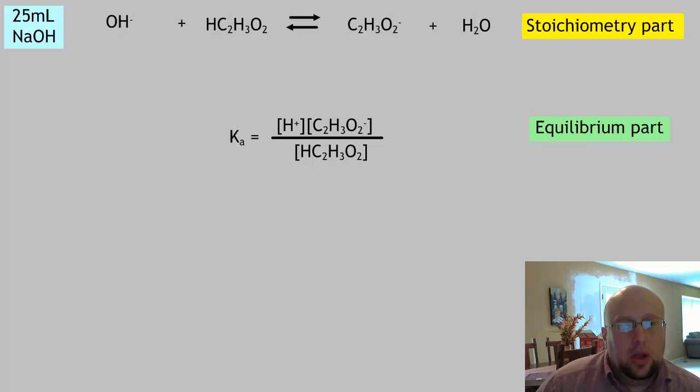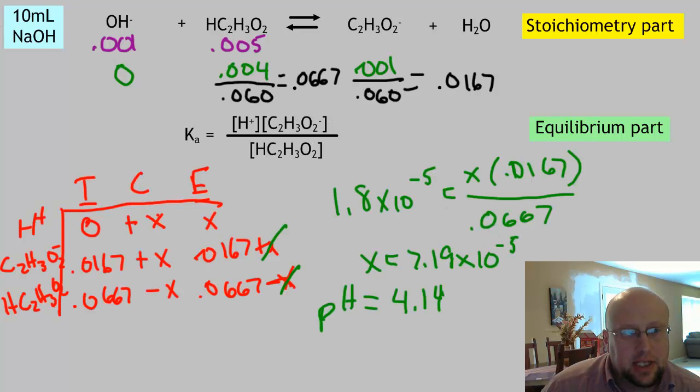Alright guys, so 25 milliliters is essentially going to work out pretty much the exact same way as our 10 milliliters. The only thing that's going to change is the amount of base that we're adding, and so of course that's going to change up the numbers. But the scenario is going to work out exactly the same. We're going to do a stoichiometry part, and then we're going to recalculate our molarities. We're going to do an ice table then, and then we're going to plug that into our Ka value to get our X and then be able to calculate our pH.